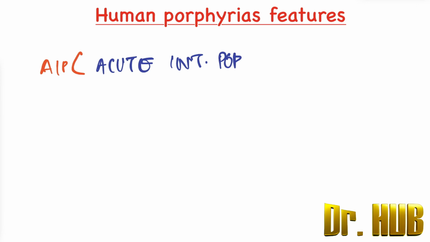Today we are looking at the human porphyrias and its features. So we begin with the AIP. The AIP stands for acute intermittent porphyria.